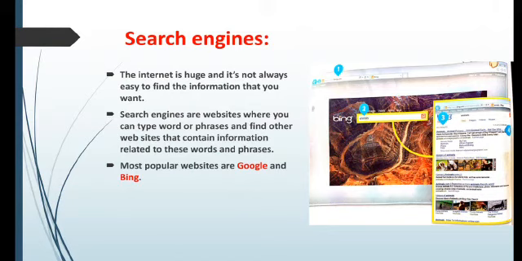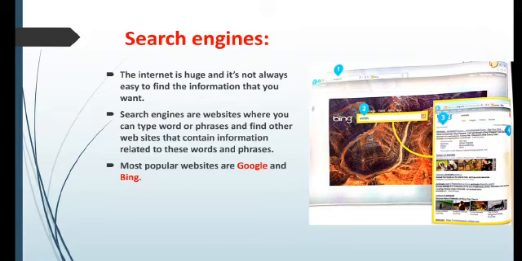How can you search on Google? In the diagram you can see, open a web browser, Internet Explorer. In the address box type www.bing.com. The Bing search engine will appear.